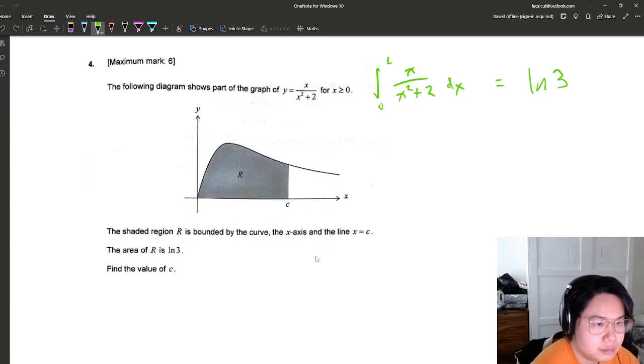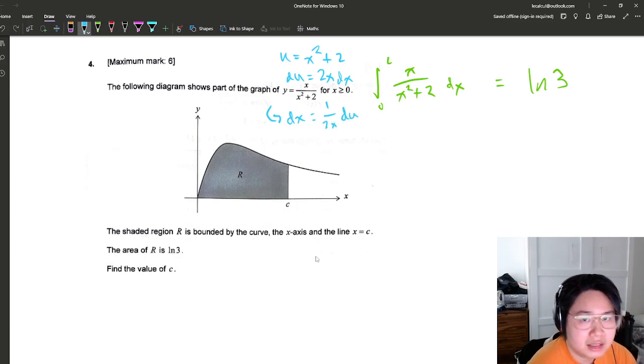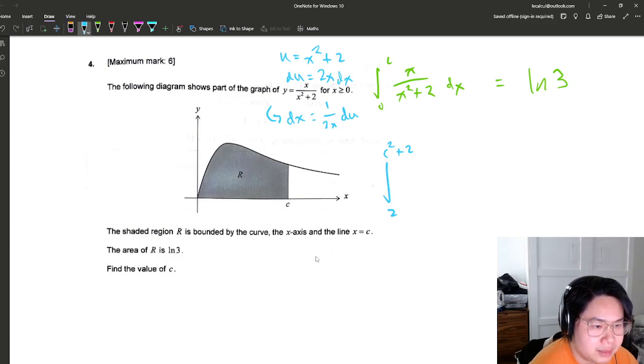Okay, so what do we have? You can do u substitution. So du is 2x dx, and then that means dx is 1 over 2x du, and then that changes my boundaries as well. So this should be 2 now, and then this is c squared plus 2. And then what happens is I have a 1/2 here, so I'll just take that out of the integral. This x will cancel out with this x. So you're left with 1 over u du, and then that's a pretty straightforward integral.